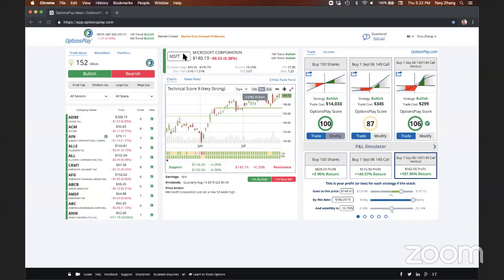The Options Play score is simply telling you the risk to reward or how cheap an option is. But a cheap option doesn't mean it's a good buy, because you only want to buy cheap calls if you're bullish on a stock. You don't want to buy cheap calls if you're bearish on that stock. So just having a good risk to reward ratio in itself is not a good reason to buy something.